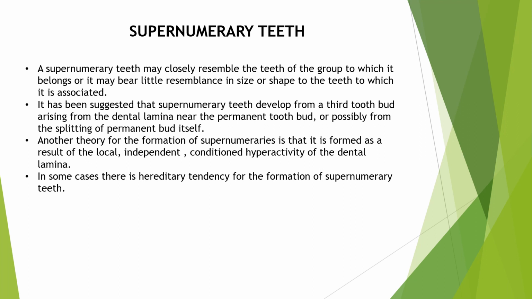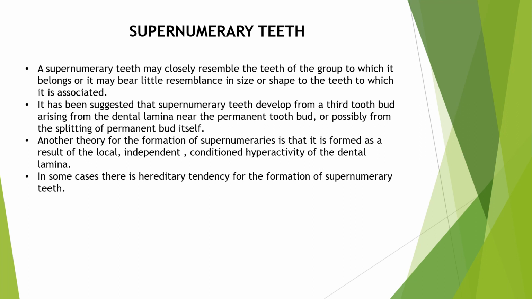It has been suggested that supernumerary teeth develop from a third tooth bud arising from the dental lamina near the permanent tooth bud, or possibly from the splitting of the permanent tooth bud itself. Another theory for the formation of supernumeraries is that they form as a result of local, independent, conditioned hyperactivity of the dental lamina.